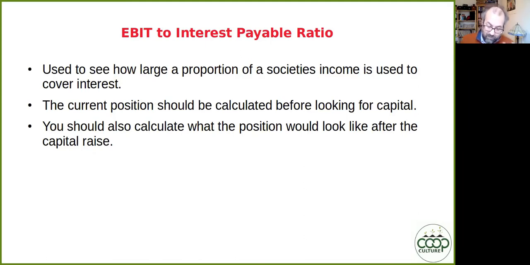So we should use it in two ways. We can use it to look at what the current position is, so we can see how much of our trade is going to pay off our interest. But we should also calculate what it would look like after we've done whatever the planned capital raise is.